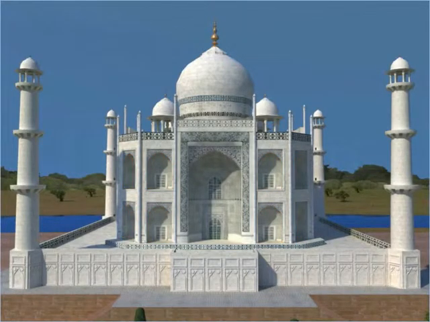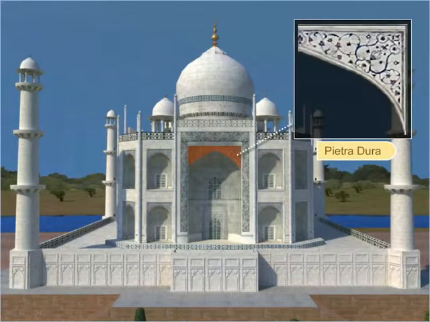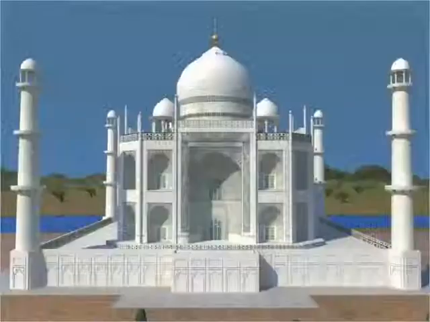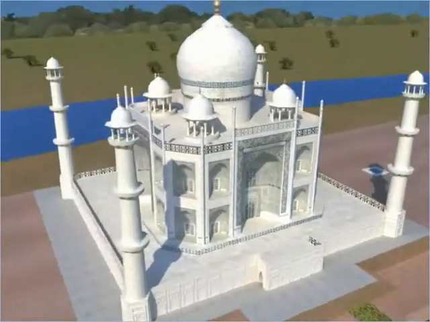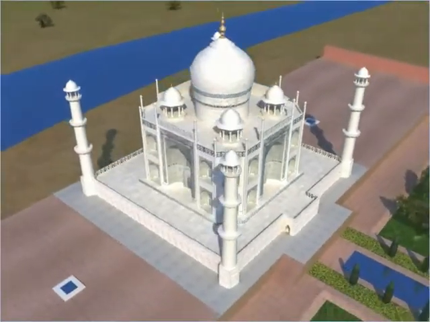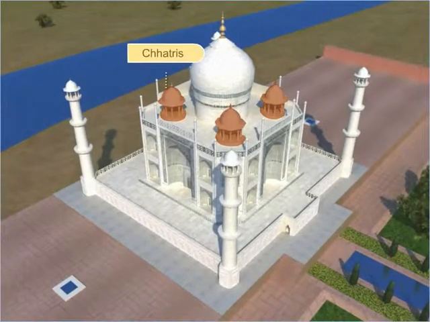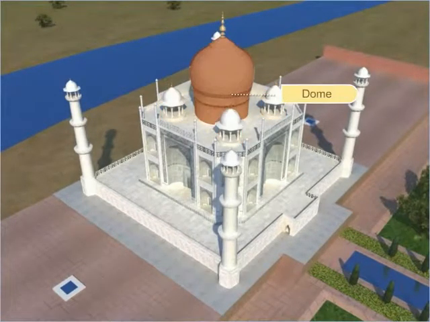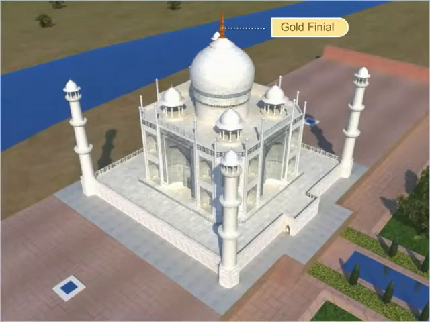The walls of the building are decorated with pietra dura inlays, which is a characteristic trait of Mughal architecture. This is the technique of gluing cut-colored precious and semi-precious stones into fittings. On the exterior, the domical roof is surrounded by smaller elevated domes or chhatris on all sides. The main dome is topped by a gold finial.